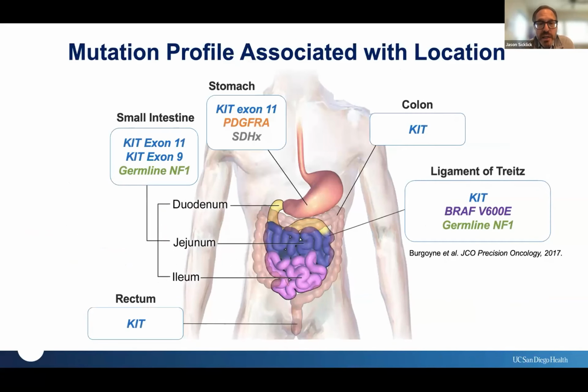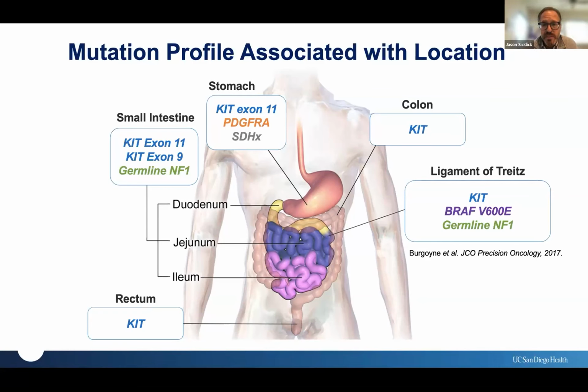But what we've now begun to learn is that the mutations that we've talked about actually correlate with different locations within the GI tract. So the stomach tends to mostly have KIT exon 11, PDGFR alpha, and SDH mutations. The small intestine tends to be a combination of KIT exon 11, as well as now we add on KIT exon 9. Plus, we see the NF1 mutations, whether it be the germline or the sporadic ones, that we've now discovered.